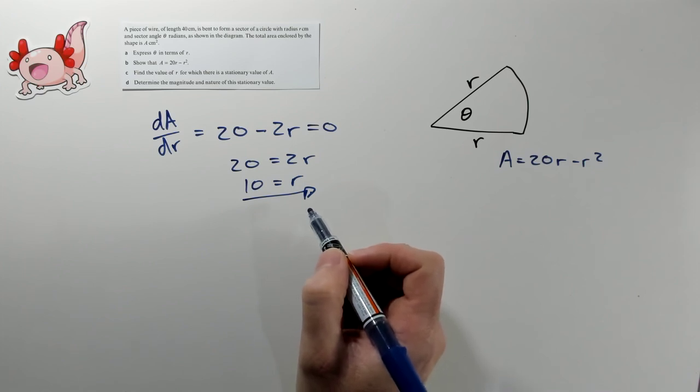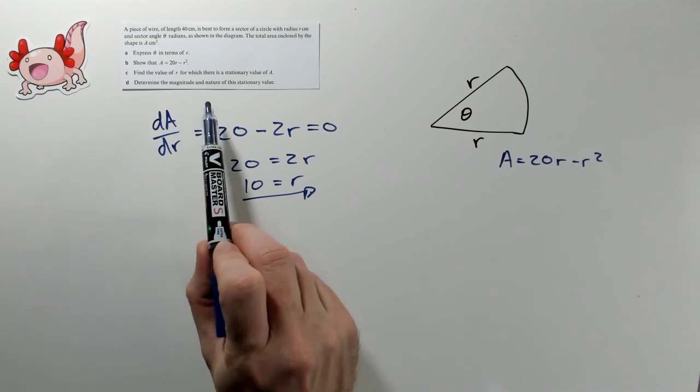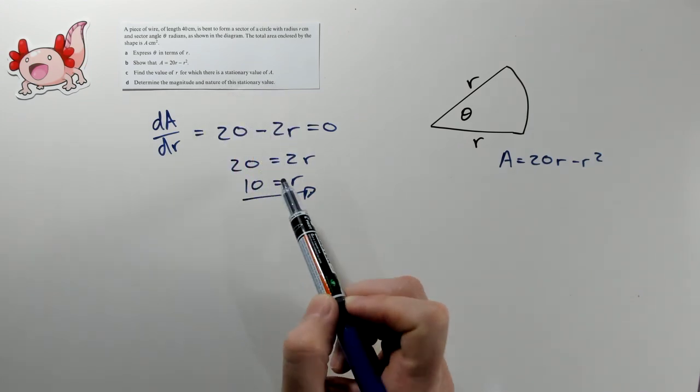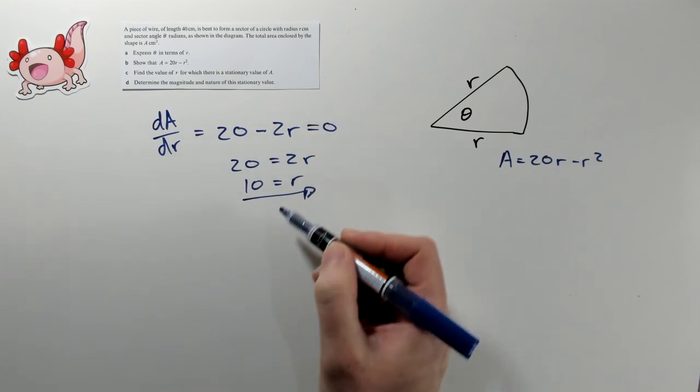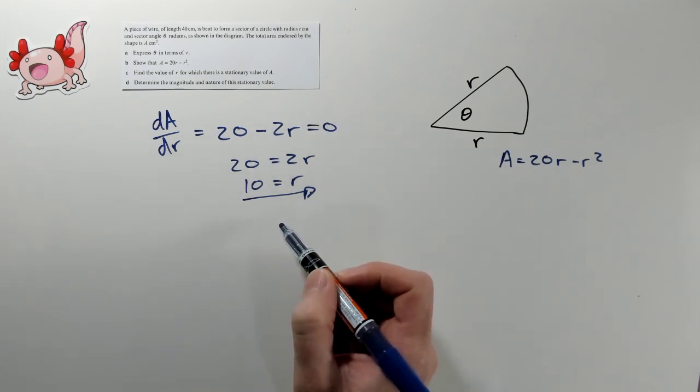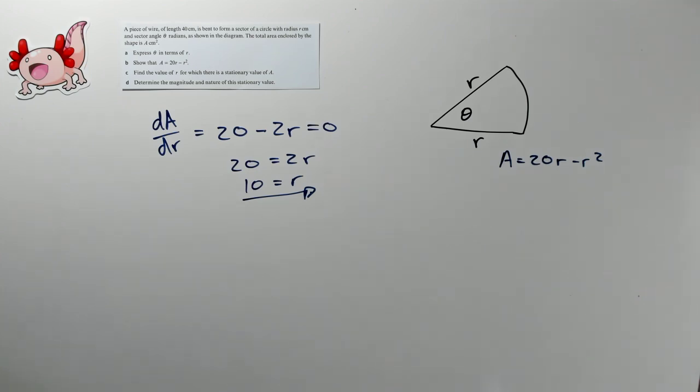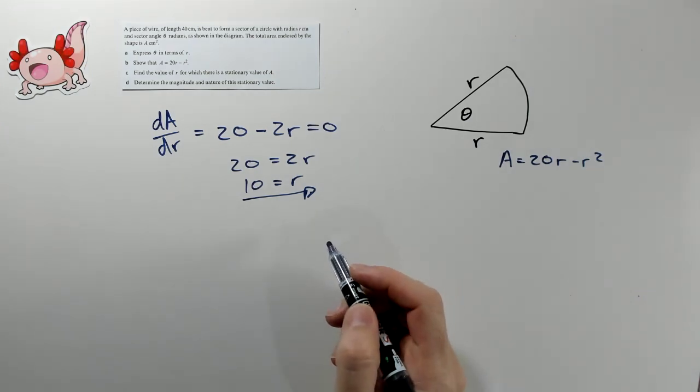Oh, that's it. Okay, stationary value. Find the value of r for which there's a stationary value of A. Okay, great, that's what we did. We know it's a stationary point because the derivative is equal to 0. And now the next part is to determine the magnitude, or the size, and the nature of the stationary point.